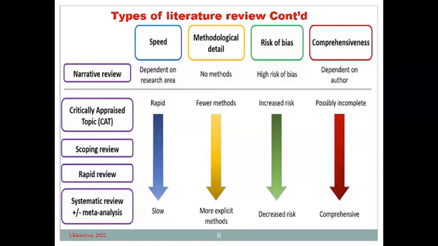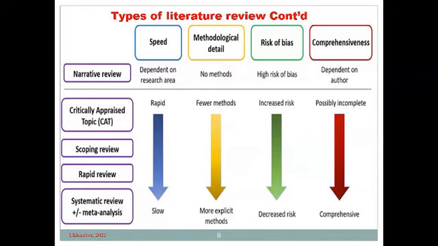No method, because it's too wide. You have to design your own method. If you talk about their risk of bias, it has a very big risk of bias because you are looking at too many things. Then when you look at the comprehensiveness of this literature review, normally it depends on the author.